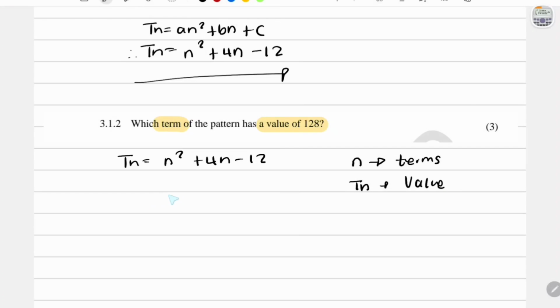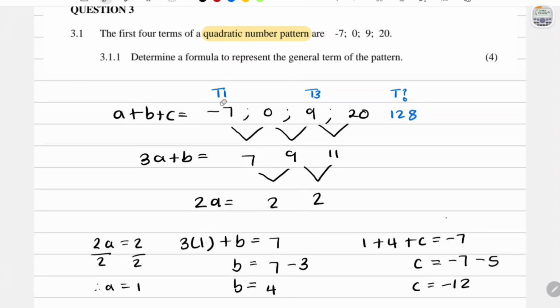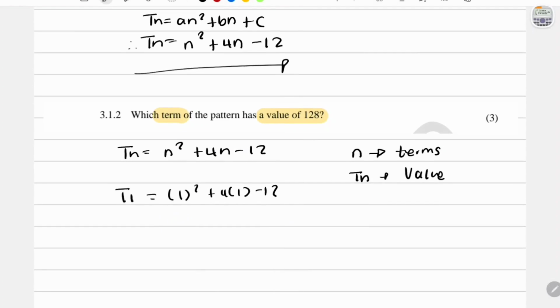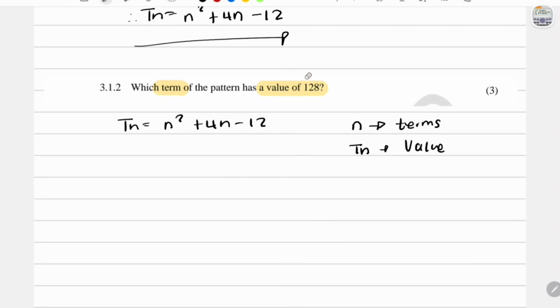The reason why is because, for example, if I said, what is the value of term 1? See, in place of n, I have put in 1. That's the term, right? And then if I substitute this and simplify, we're finally going to get -7, because that is the value of term 1. So do you see that Tn stands for the value and the n is for the terms? So now using that, we would know where to put this 128. Since 128 is a value, it would go in place of Tn.